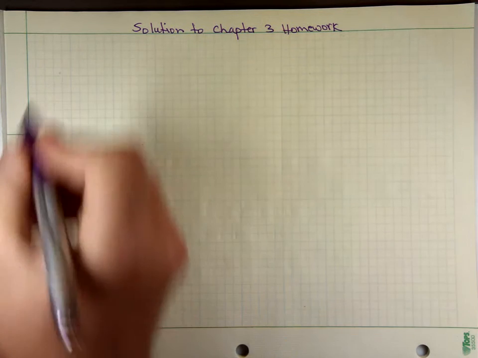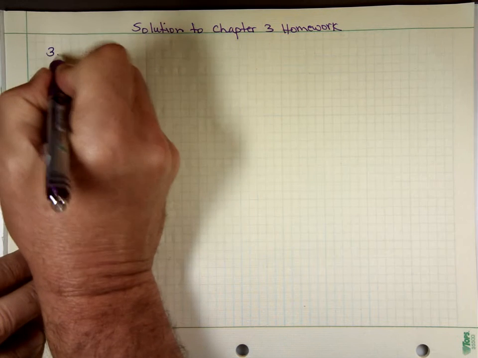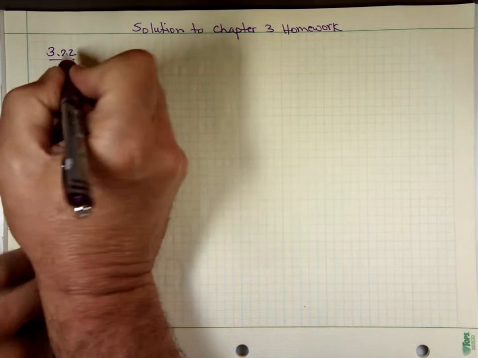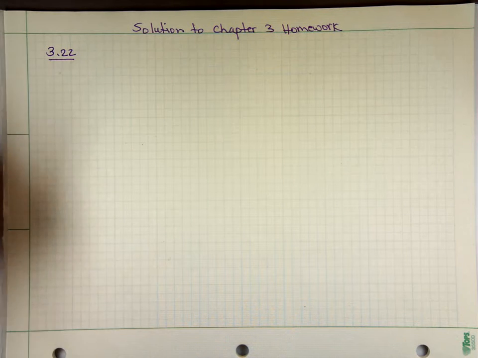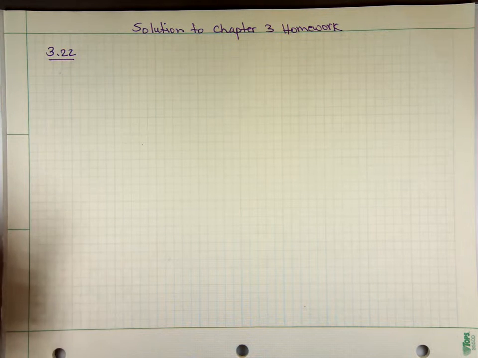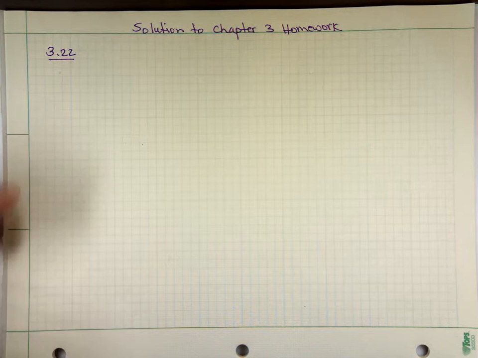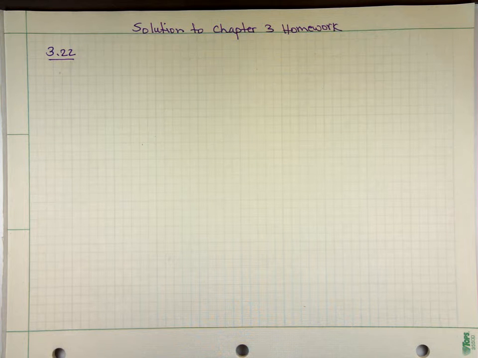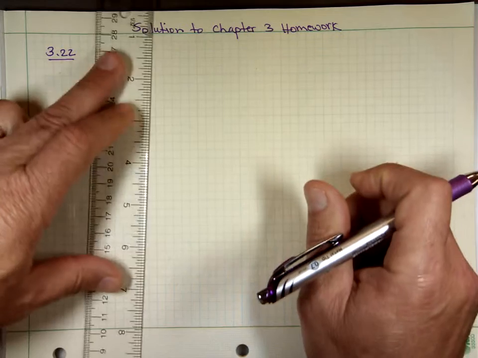So the first question is 322. We have the initial velocity of a car, we'll call it V1, which is 45 kilometers per hour in the positive X direction. So let's draw three vectors.